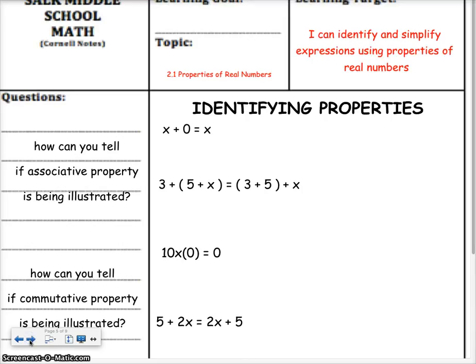Moving forward, let's apply our property knowledge. Aligned with your learning target, you are going to identify properties of real numbers. So x plus 0 equals x. What's that one? Identity. It stayed the same. So that would be identity property.